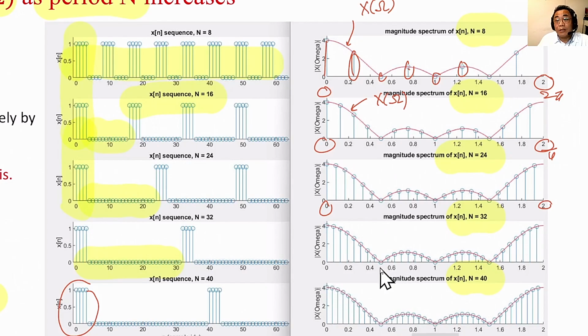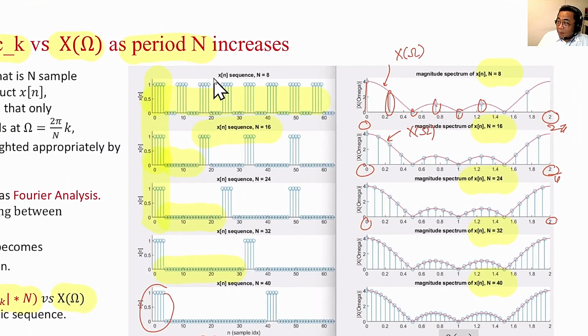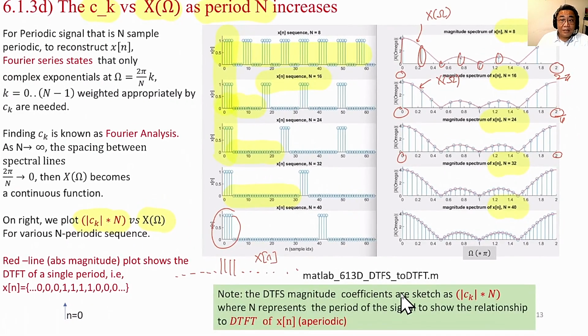Remember here we are plotting N times Ck. So this example clearly shows that in a periodic sequence, as N increases, it will become the discrete time Fourier transform of the aperiodic sequence. Of course, it must be N times Ck for the relationship. We'll examine this further in the future.